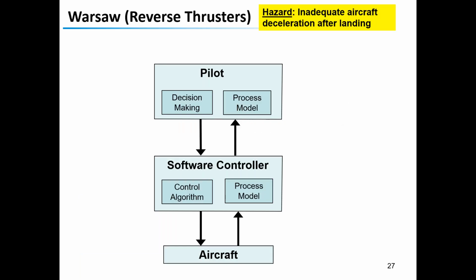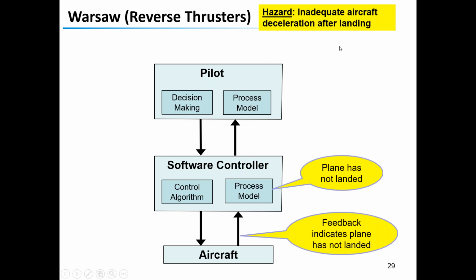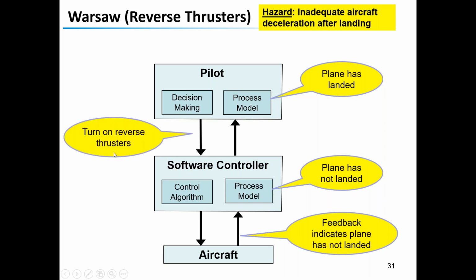And I'll show you an example of how. Remember, here's the Warsaw accident, the reverse thrusters. The hazard was inadequate aircraft deceleration after landing, right? So what happened? Well, there was feedback that indicated the plane hasn't landed. So the software's process model said the plane hasn't landed. The pilot, of course, her model was correct, and it said the plane has landed, right? The pilot knows, they can see it's on the ground. So the pilot issued a command to turn on the reverse thrusters. The software said, I'm going to ignore that command because the plane hasn't landed. All right, that explains not only why this happened, but this is also the process that STPA goes through in doing an analysis.